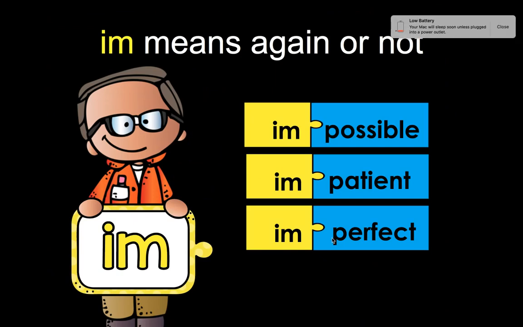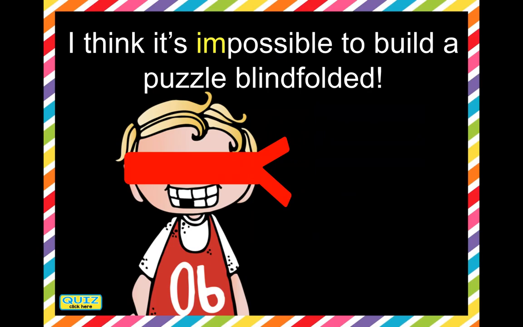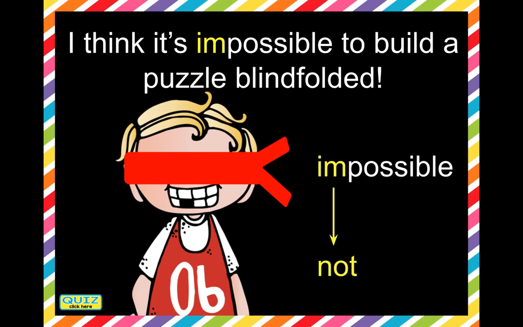Im means not. Like impossible. Possible means something will happen, that it's possible. What does impossible mean? It means the complete opposite, that it's not possible. I think it's impossible to build a puzzle blindfolded. Impossible. Im meaning not.